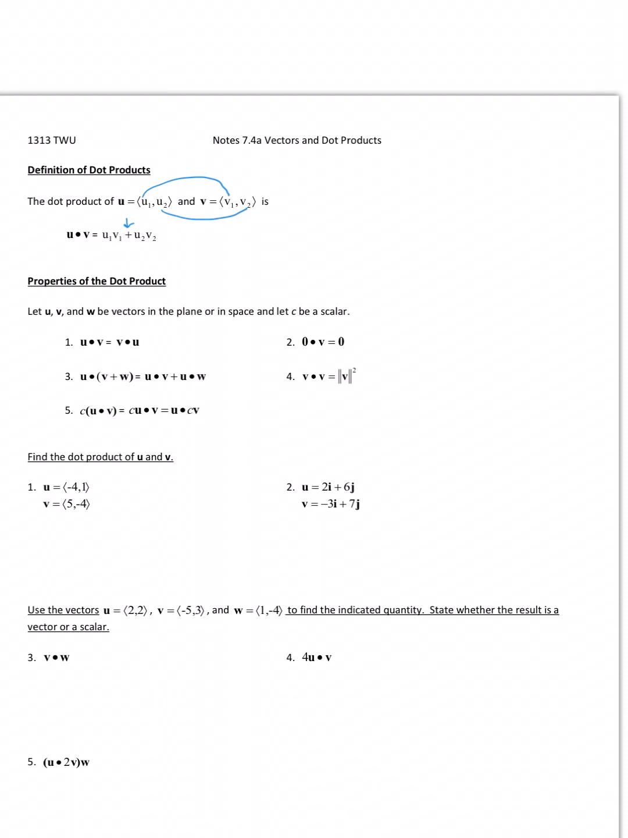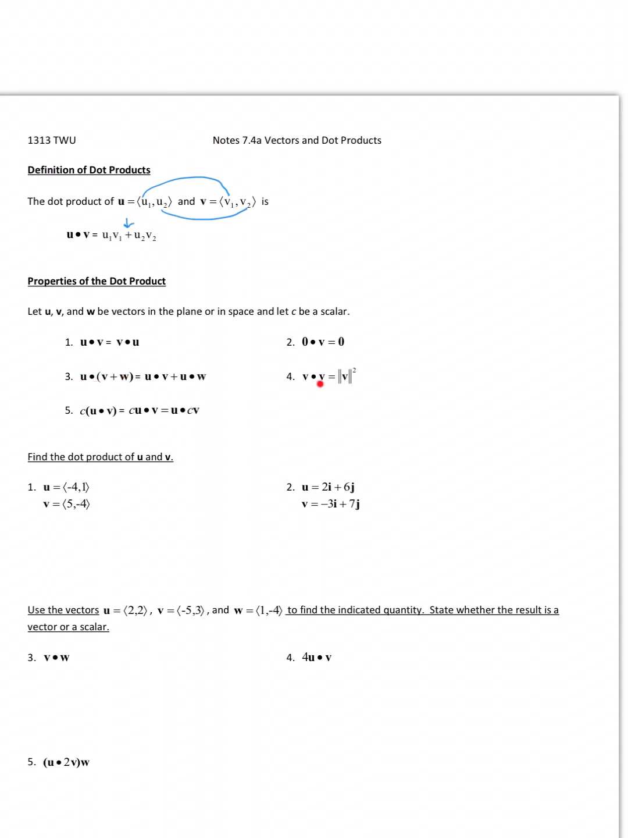All right. Properties of dot products. Let U, V, and W be vectors in the plane or in space, and let C be a scalar. So let's just kind of look at this here. Properties we know. U dot V is the same as V dot U. It's just the same as our multiplication properties. 4 times 5 is the same as 5 times 4. Okay. Number 2, 0 times any vector gives me 0. Number 3, this is the distributive property. U dot V plus U dot W is the same as this right here.